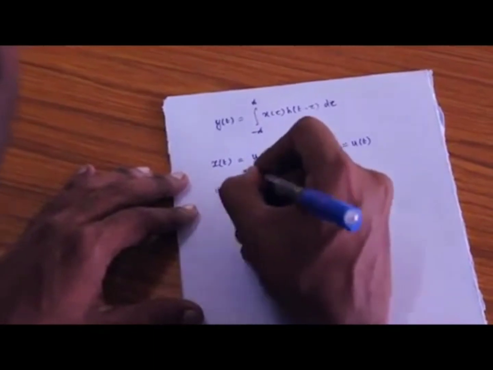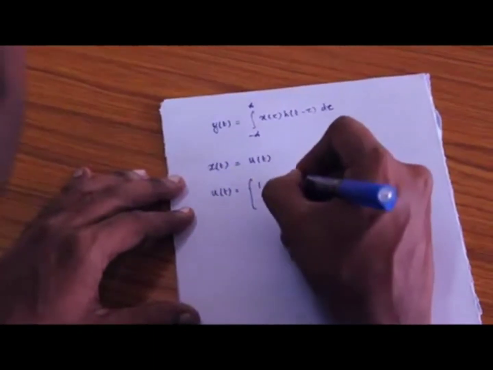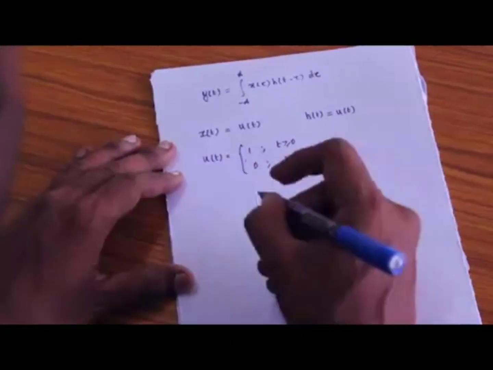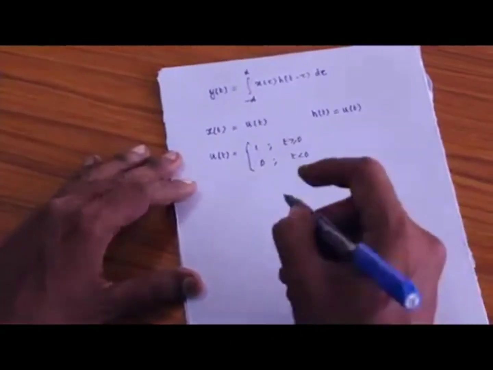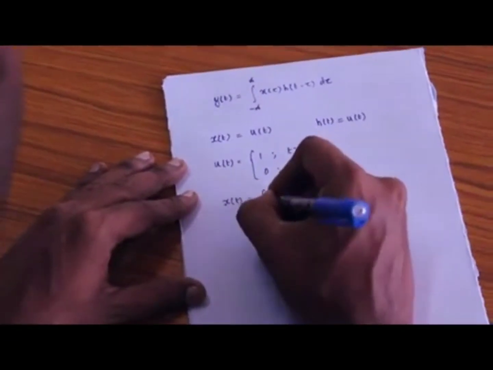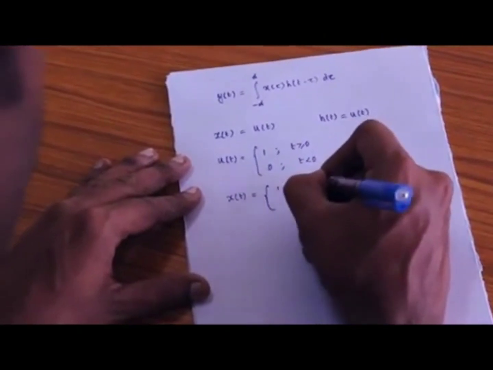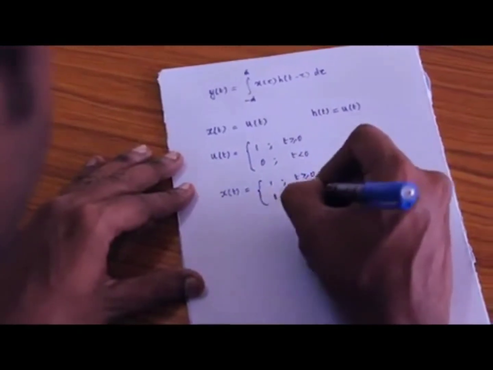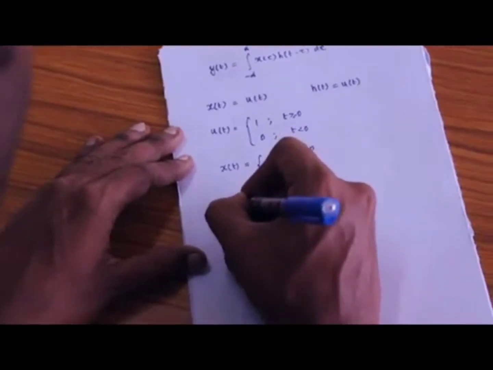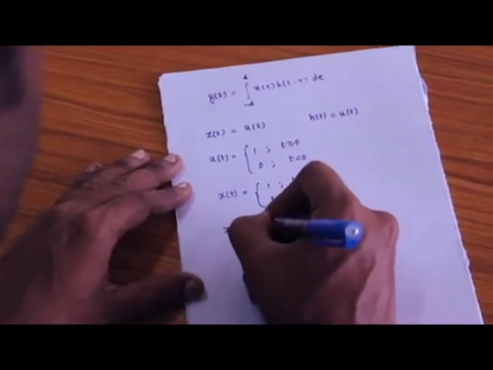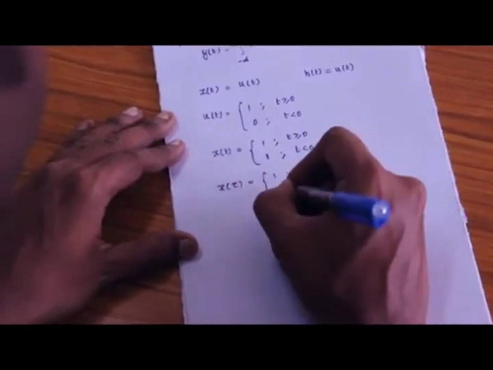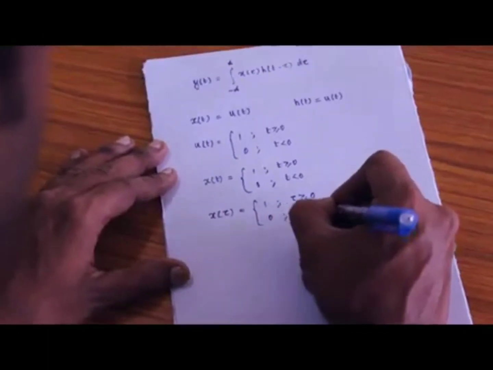u of t is equal to, in general, 1 for t greater than or equal to 0 and 0 for t less than 0. That is my unit step function. So in our case, x of t is equal to 1 for t greater than or equal to 0, 0 for t less than 0. But I want x of tau. So what I will do? Replace t by tau. x of tau is equal to 1 for tau greater than or equal to 0 and 0 for tau less than 0.